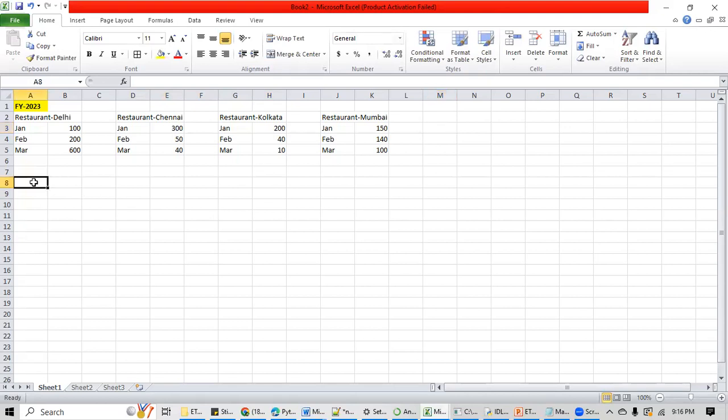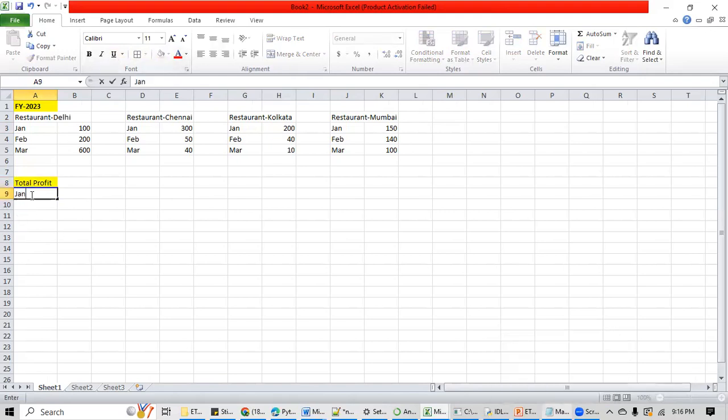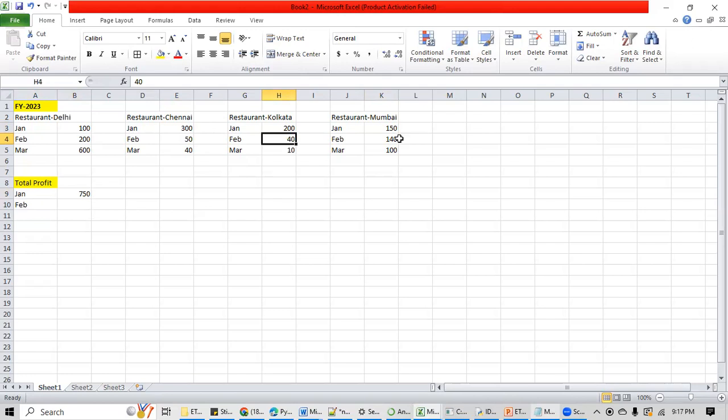Now, if I ask you to tell me the total, and suppose this is the total profit, I will not go into the detail of the finance words, assets, liabilities, and so on. The total profit in the month of January is how much? You will add this 100 plus 300, 400 plus 200, 600, and 750, correct? And similarly for the month of Feb, it is 200, 250, 290, and then 430, correct? Then in the month of March, it is how much? 600, 640, 650, 750.